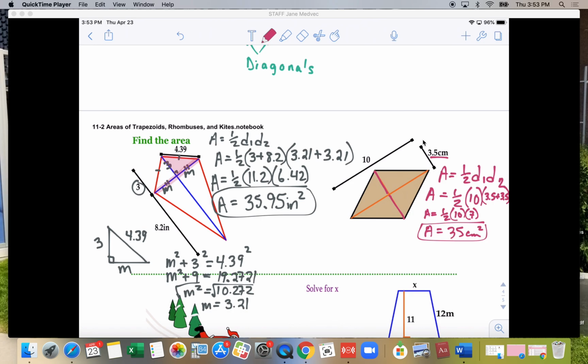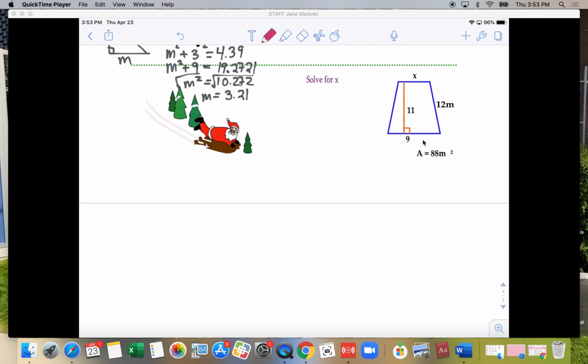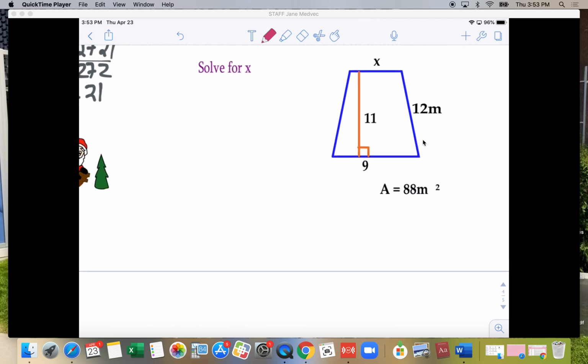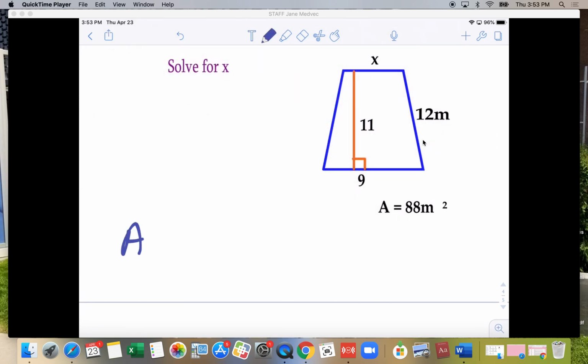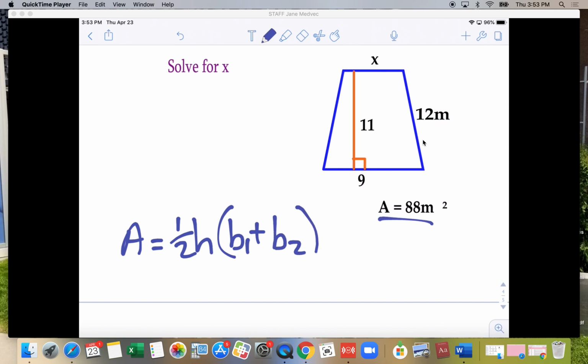All right, and then finally, we're going to come down and do the last one. This shape, again, is a trapezoid. So I'm going to grab my trapezoid formula: A equals 1/2 H, parentheses B1 plus B2. You notice that they gave me the area, so I'm going to grab 88. My advice to you is not to put meters squared. You don't need the label right now, so just leave all the labels off until you get to the very end of the problem.